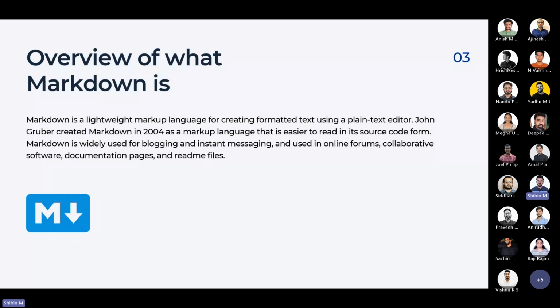What Markdown is? Markdown is a lightweight markup language for creating formatted text using a plain text editor. John Gruber created Markdown in 2004 as a markup language that is easier to read in its source code form. Markdown is a style of writing documents that makes it easy to define what the content should look like. It describes headers, text styles, links, lists, and so much more.